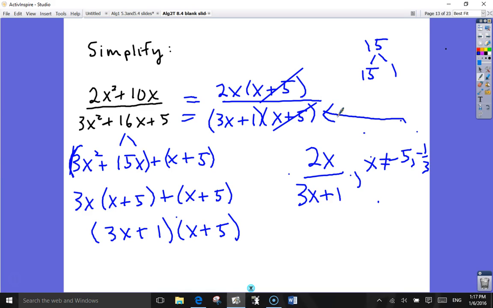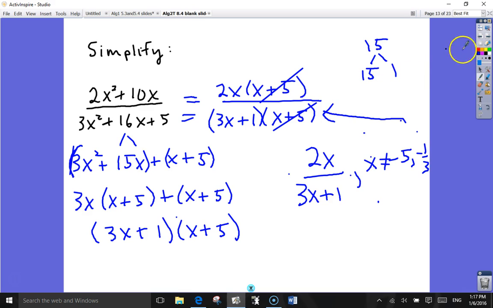Now, having said that, I know that one of the homework problems, to simplify, when you factor everything, it turns out there's not any common factors. So it was actually in the simplified form. But you won't know that until you factor it.